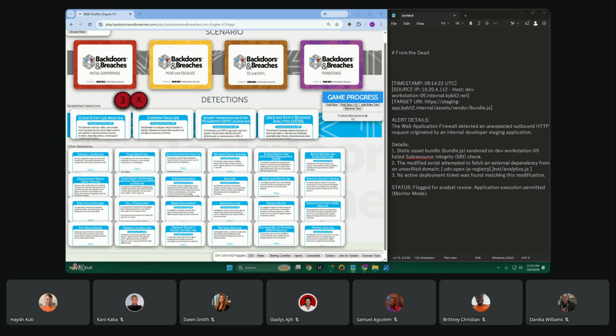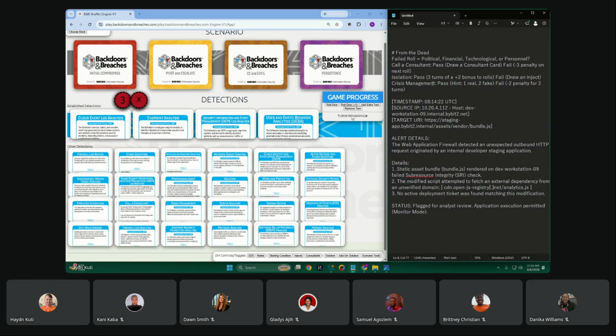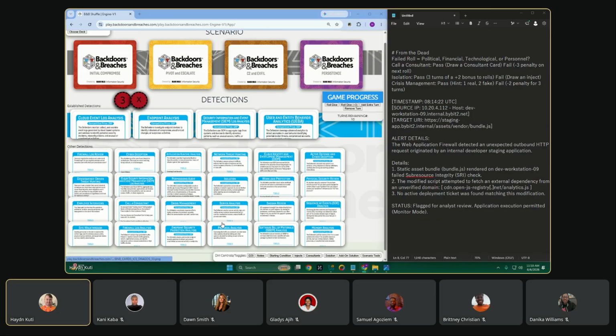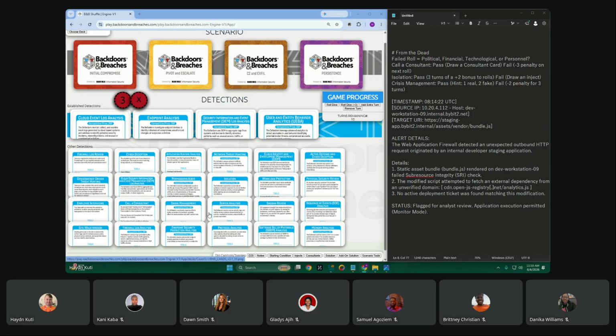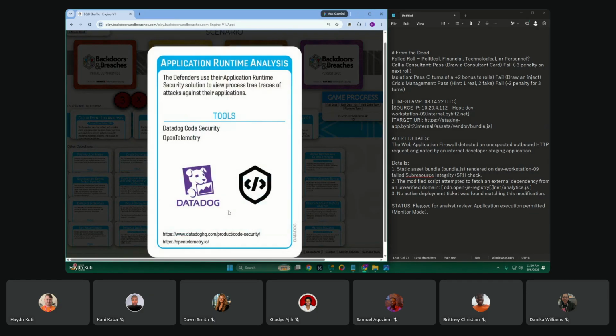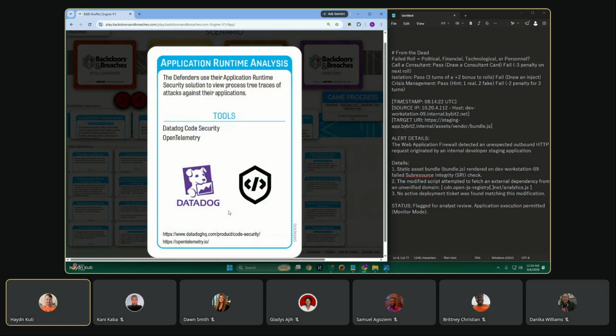I forgot to add this. And we have that. So, see a message here. Application runtime. Yeah, let me find where that was. Here it is. Defenders use their application runtime security solution to view process tree traces of attacks against their application.